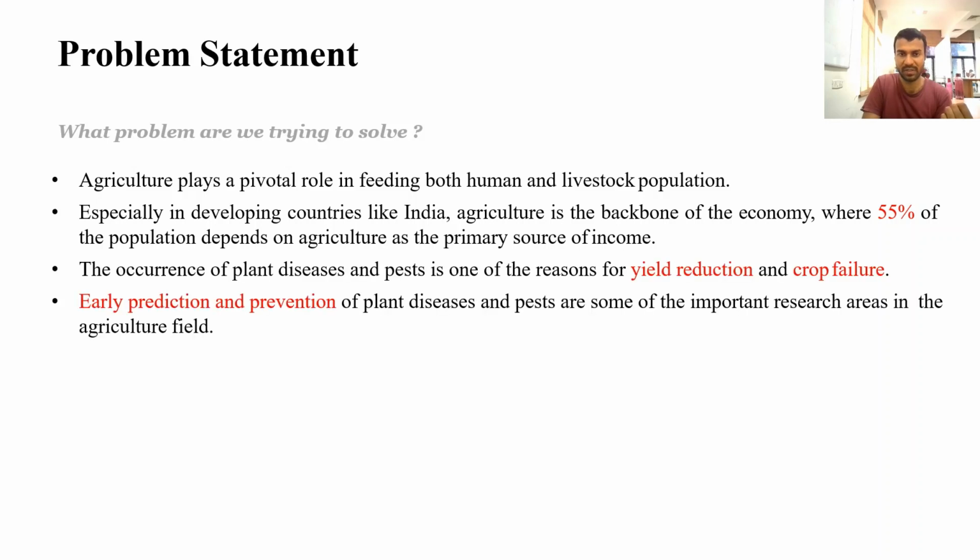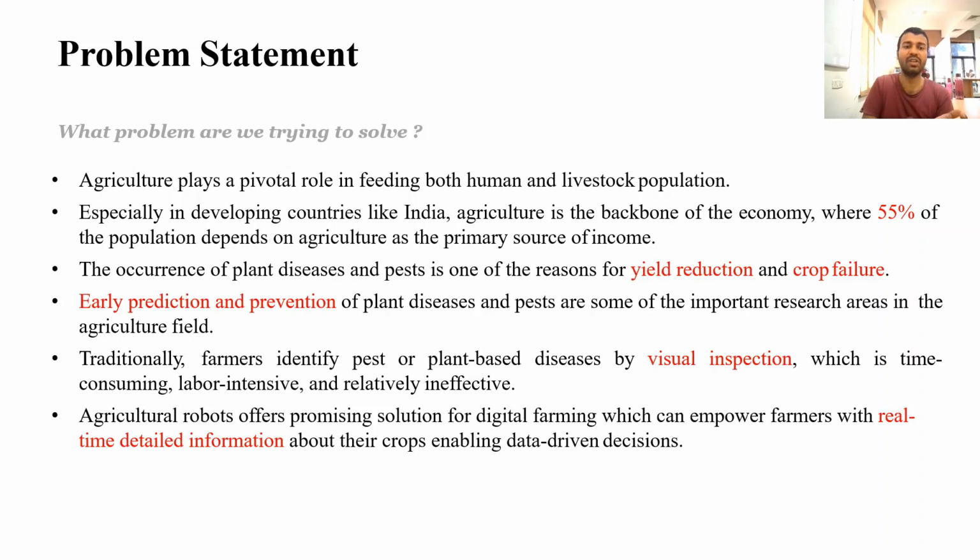plant and pest diseases. If we are able to achieve early prediction as well as prevention of such diseases, it can lead to an increase in agricultural productivity. Traditionally, the identification of plant diseases is normally done by visual inspection, but this technique is dependent on the skill or ability of the farmer.